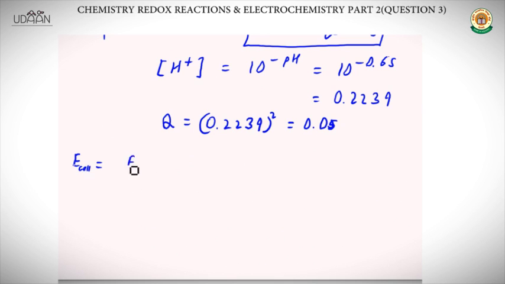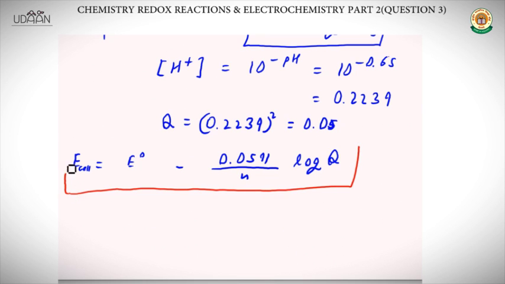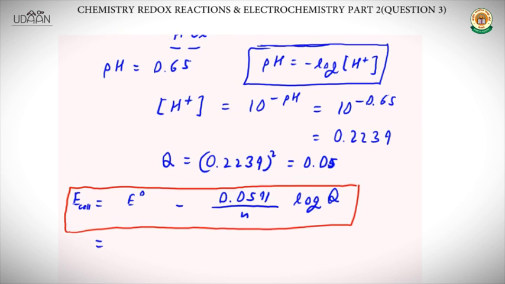So E cell is equal to E naught minus 0.0591 by n log Q. Now this is the very important equation which would be used, as I told you in the beginning, and we'll use it here too. This is the Nernst equation, as you would remember from theory. We have calculated the value of E naught. We have calculated the value of Q.